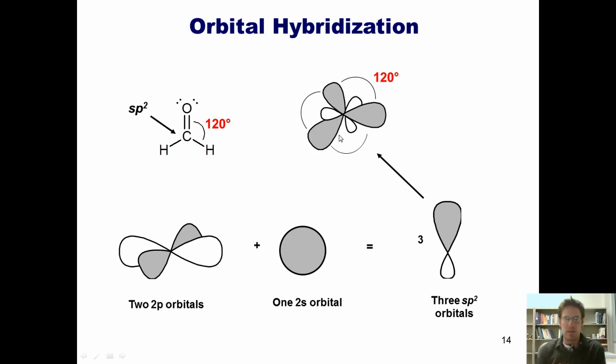Now you'll notice when we contrast this pattern with what we saw in the previous slide that carbon in this case left 1 of its 2p orbitals out. It only used up 2 of these in this hybridization process. So what happened to the third 2p orbital? Where is it? It's right here. It goes above and below the plane of these 3 individual sp2 orbitals, 90 degrees perpendicular to that plane. That's what an sp2 hybridized carbon center looks like.